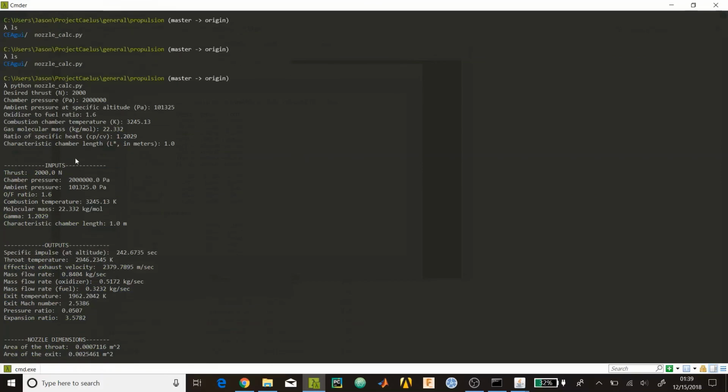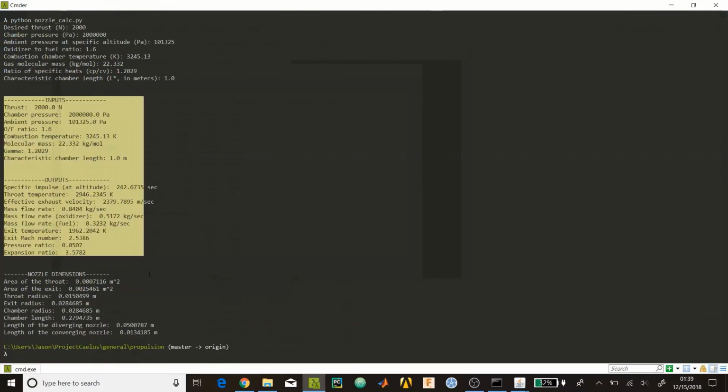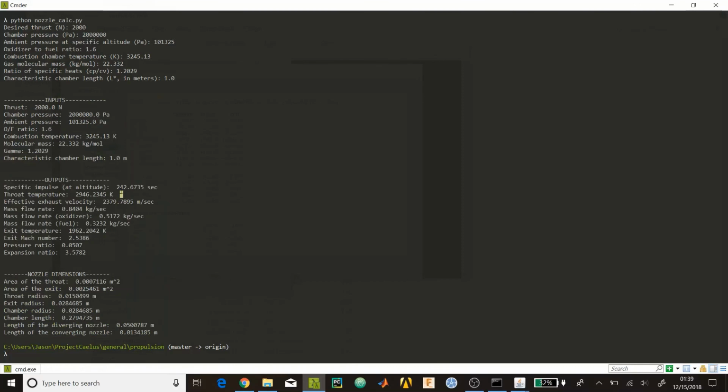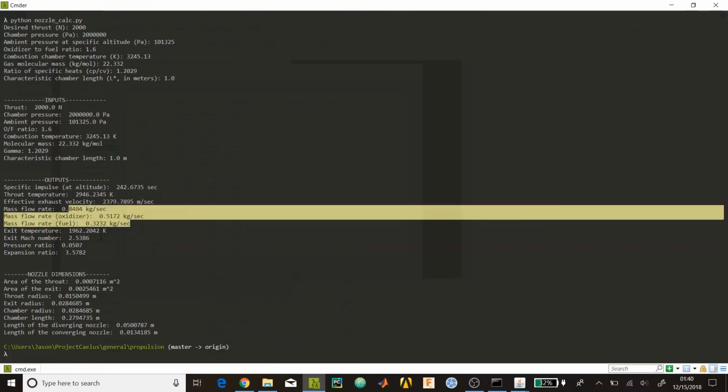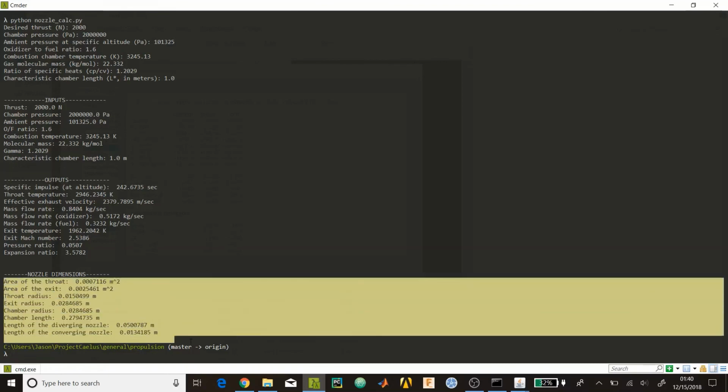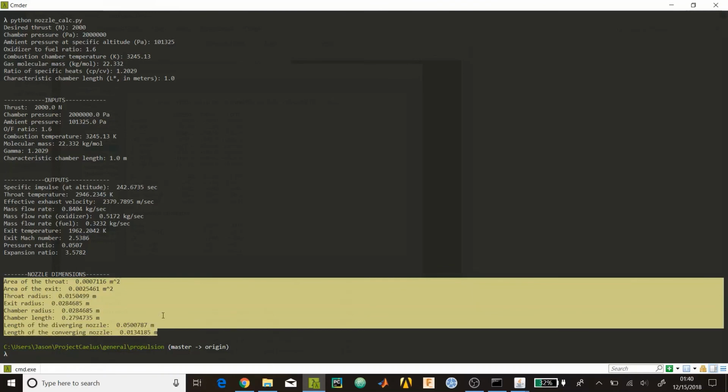We hit enter, and it nicely gives inputs, outputs, and nozzle dimensions as well. We can see that our specific impulse is 242 seconds. It calculates throat temperature, exit velocity, flow rates we'll need, exit temperature, exit Mach number, pressure ratio, expansion ratio, and these are all the nozzle dimensions. So this is very useful. Again, this code is completely based off of the equations you find in the book I've mentioned. I'll leave a link in the description.